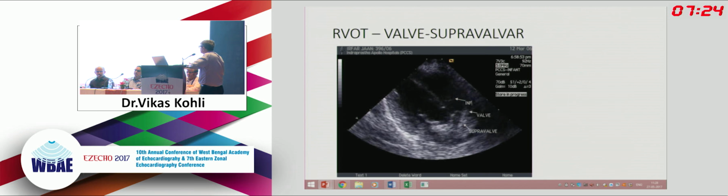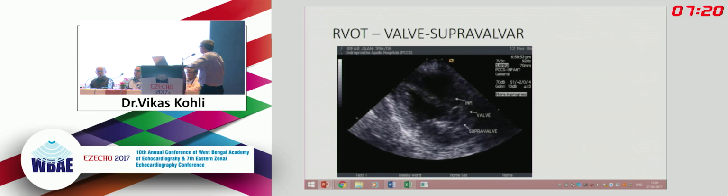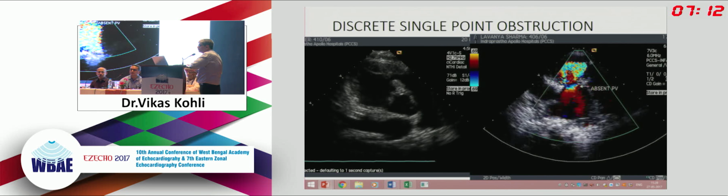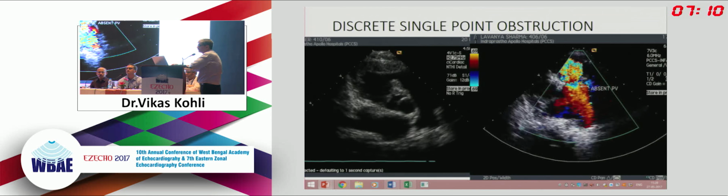Transatrial resection of the muscle bundle, followed by the valve resection and the transannular patch insertion by the surgeon would relieve the child of the obstruction, with the patch extending into the main pulmonary artery, which also appears small. So this is, sorry about this.